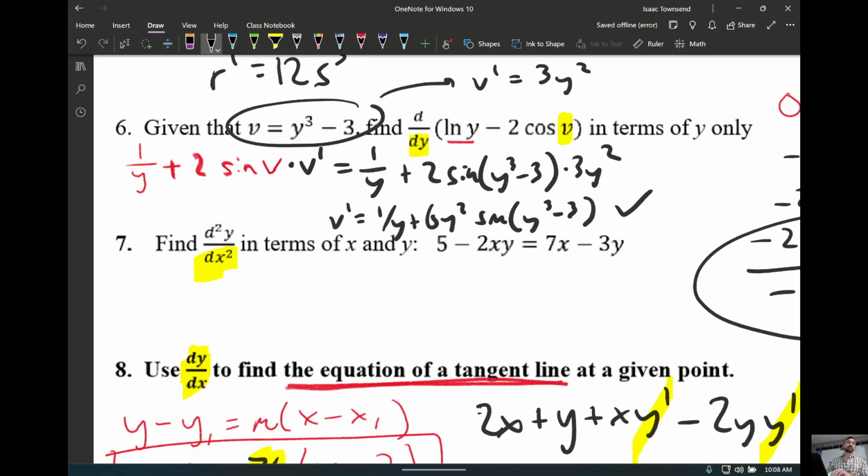So pretty unrealistic question, but it's trying to really force you to think about when you need the variable prime and when you don't, and not just hoping you're doing it correctly.